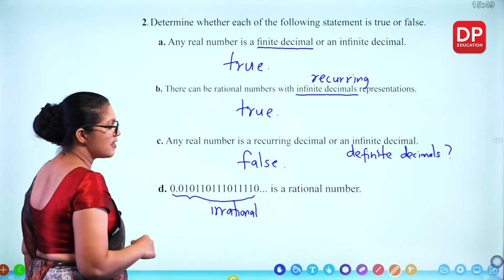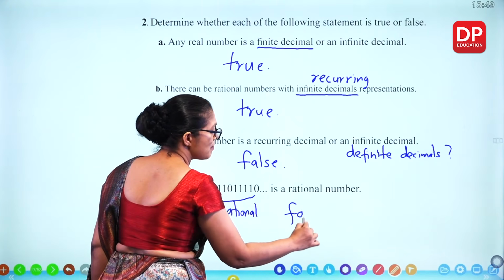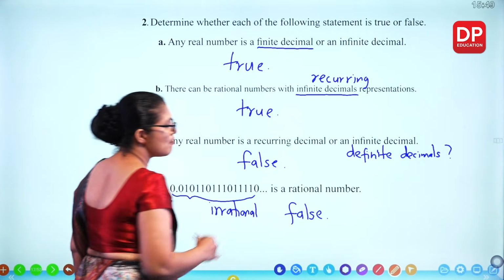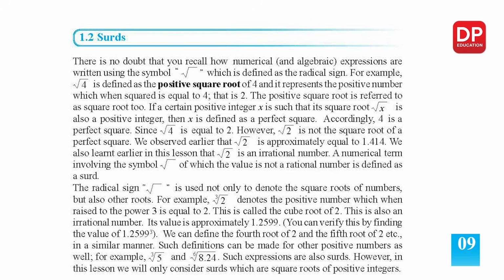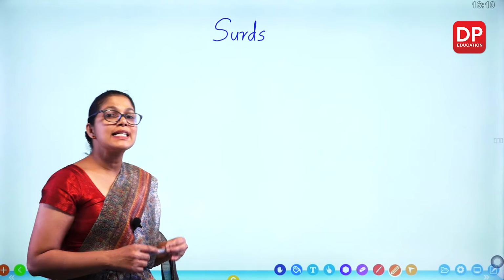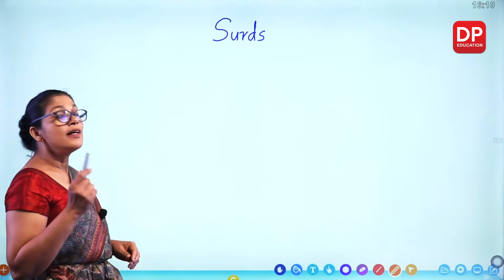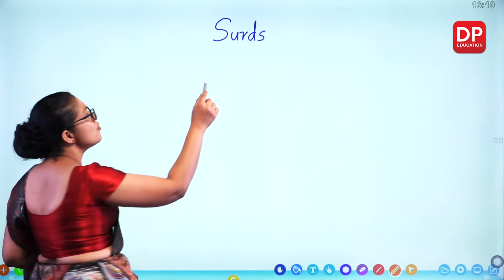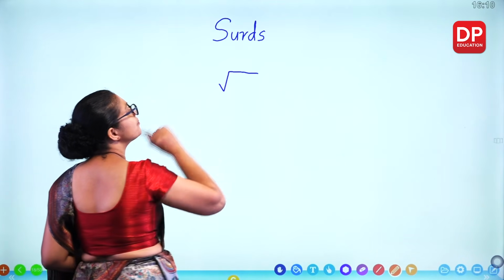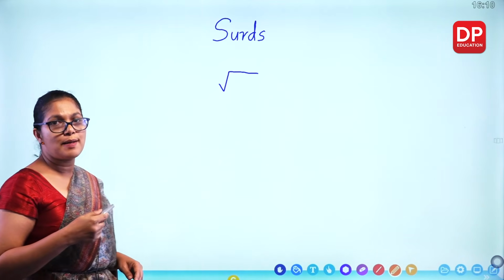So it's not rational. So the statement is false. Now we'll look at what are surds. So here in grade 10, you know about this symbol. What's that? Square root symbol.